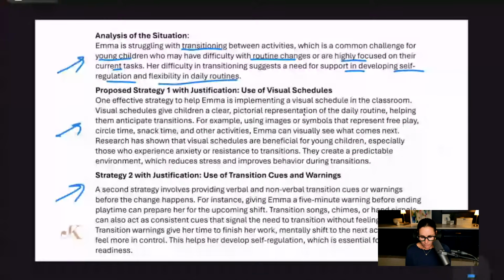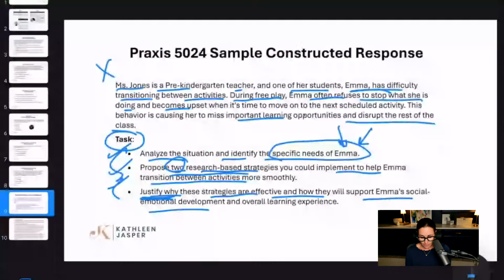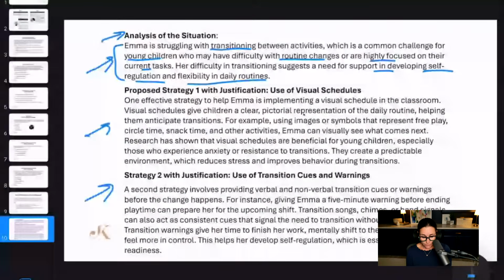Now you may say, this only has 2 sentences here. It's not a full paragraph. Yeah, it says nothing in the specs about how many sentences a paragraph should be. I like this, even doing the headings here, because analysis of the situation checks this bullet. Analyze the situation and identify the needs of Emma. Well, did I do that here? Her difficulty transition suggests a need for support in developing self-regulation. I did it. All there. Check. The first box is checked. Let's have a look at the next one.